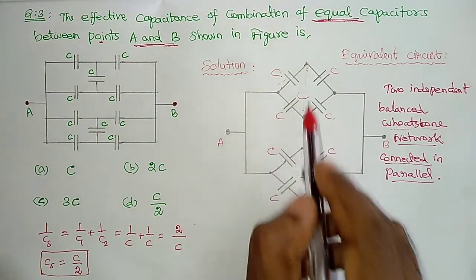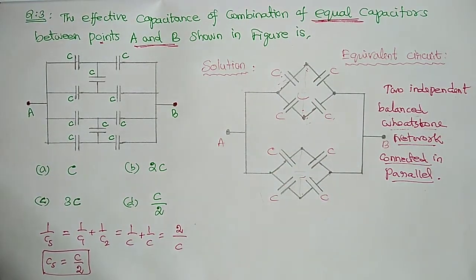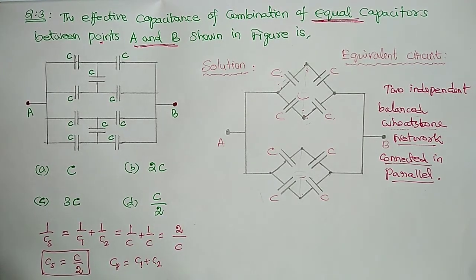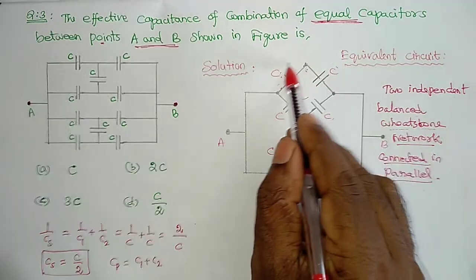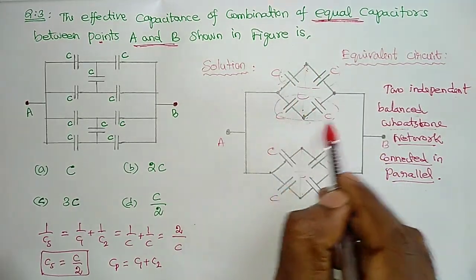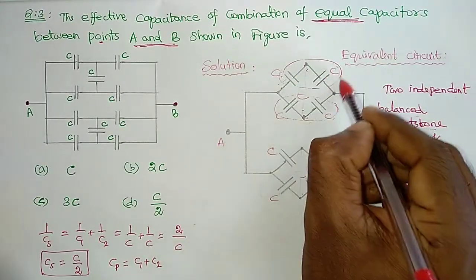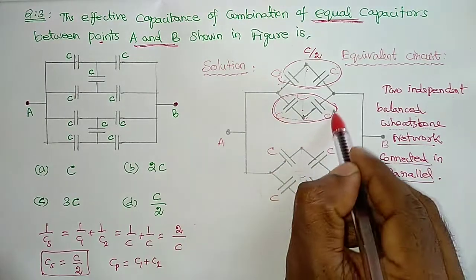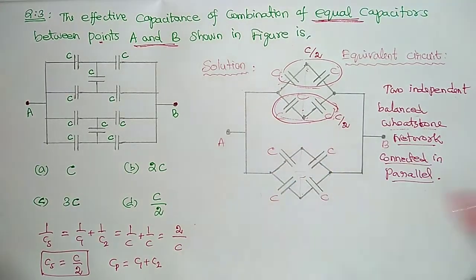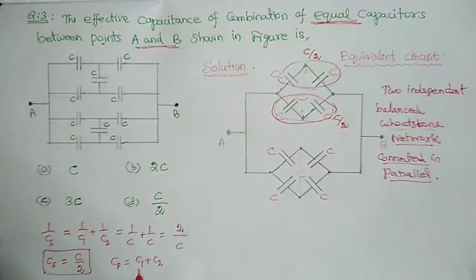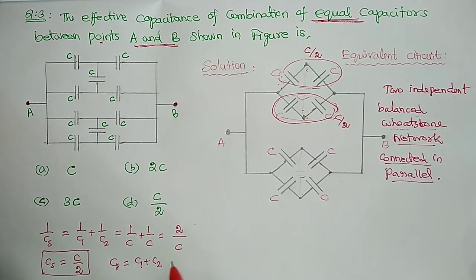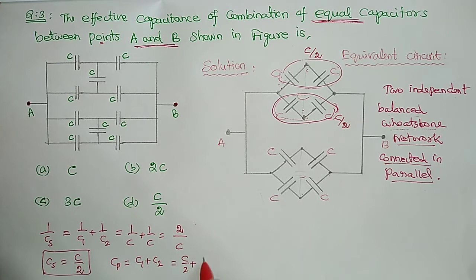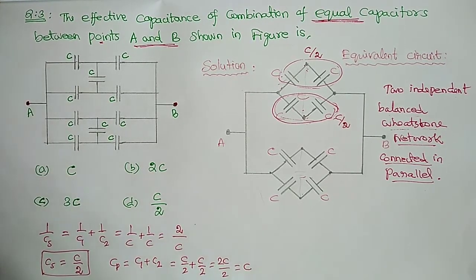Both are now connected in parallel. For parallel combination, Cp is equal to C1 plus C2, where C1 and C2 are this series and this series. These two form C by 2 capacitance, and these two form C by 2 capacitance. Both are connected in parallel, so Cp is equal to C by 2 plus C by 2, which is 2C by 2, equal to C.